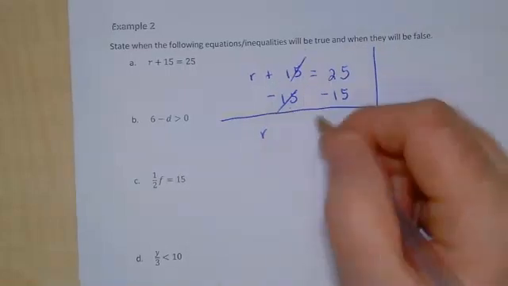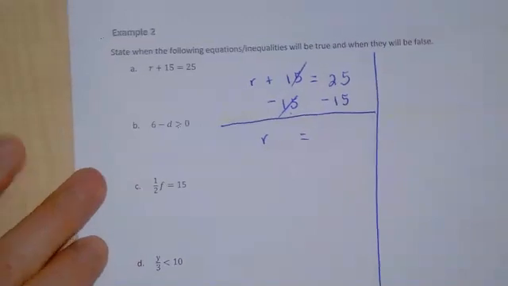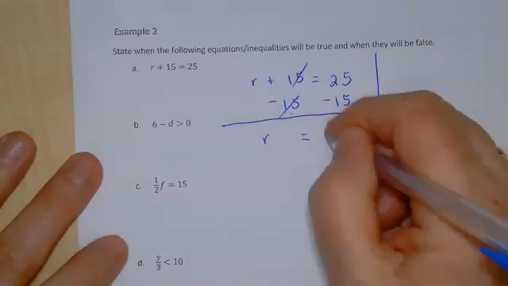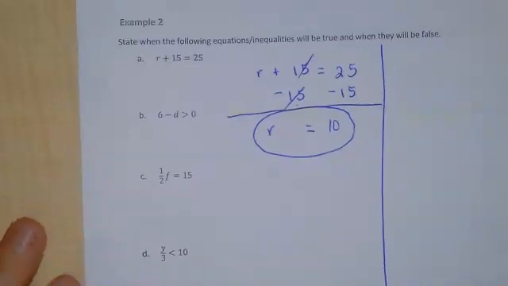So we got rid of that. Then you put the equal sign in, and now we go 25 minus 15. The answer would be 10. There's your first algebra equation. That's it.